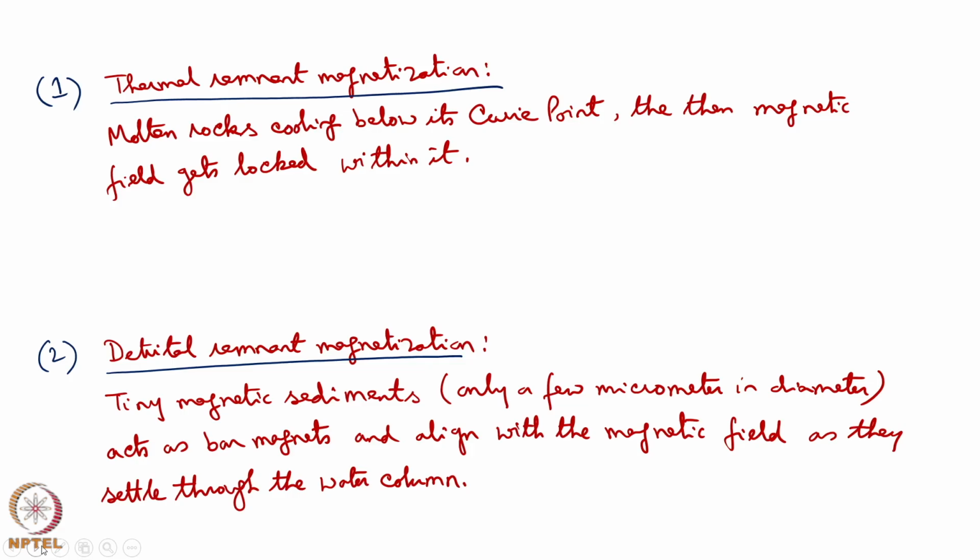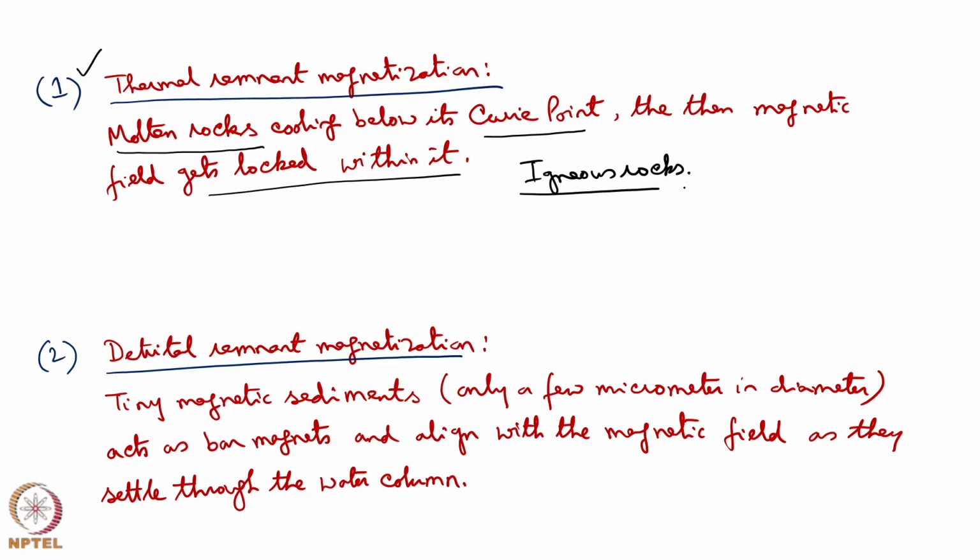We start with the thermal remnant magnetization. Molten rock cooling below the Curie point captures the then magnetic field, and it gets locked within it. Since we are talking about molten rock and its cooling, we are essentially talking about igneous rocks. We are not talking about metamorphic and sedimentary rocks in this case.